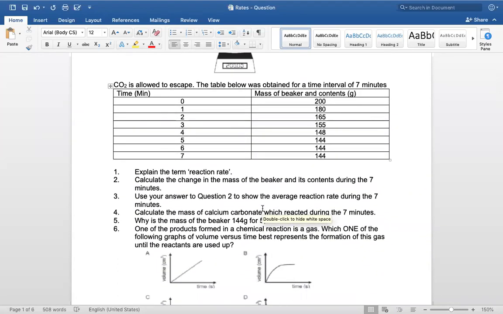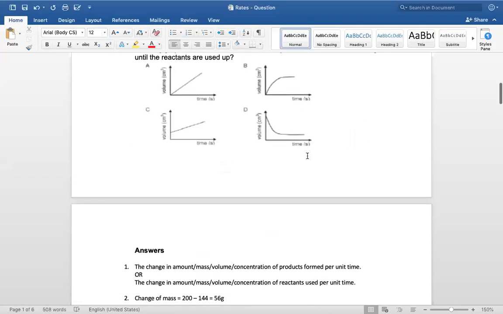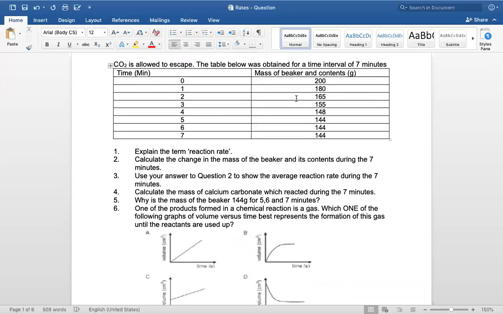Question 2 says, calculate the change in the mass of the beaker and its contents during the 7 minutes. So how much did the mass change? It was 200 and in 7 minutes it was 144. So what was the change? To work out the change, it will be 200 minus 144 and that's going to give us 56 grams, correct? Okay, so that will be 56 grams. You just subtract it to see how much the grams got less with time interval.